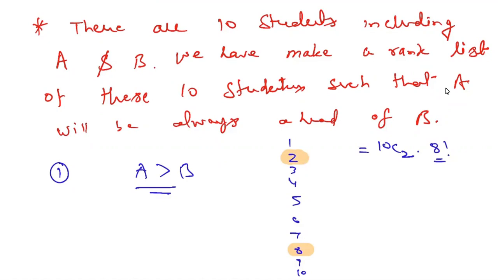So first we have to give the specific order to A and B. For that, we just fix 2 positions for them, and the remaining 8 positions can be arranged by the others themselves. So we are going with 10C2 into factorial 8. This is the first method to understand this.